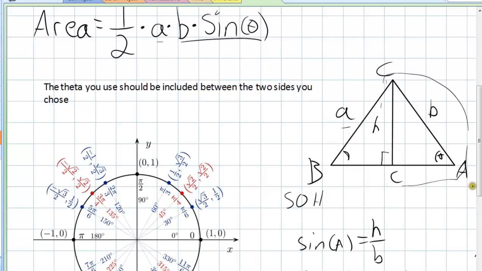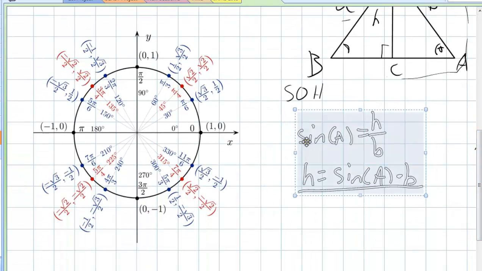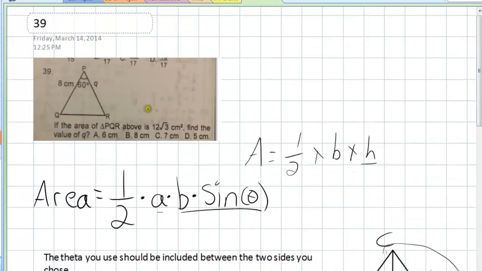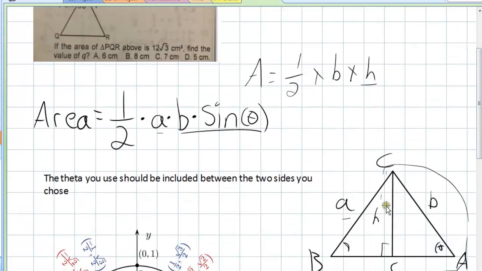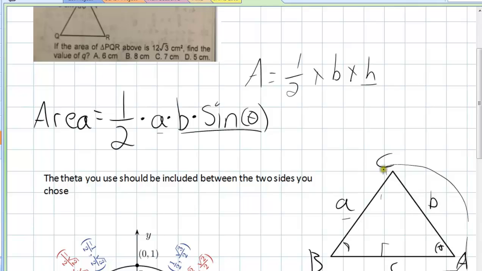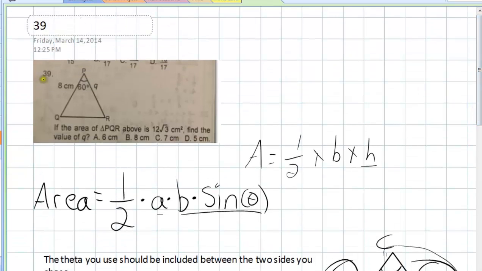So in our case, let me erase all of this. They give us a triangle and it looks like this. The angle that we want to use is this one up here, and it's 60 degrees. That means we want to use this side and this side. Here's 8 centimeters and here's Q. So that's what we need to solve for.